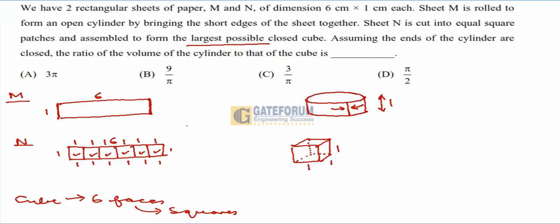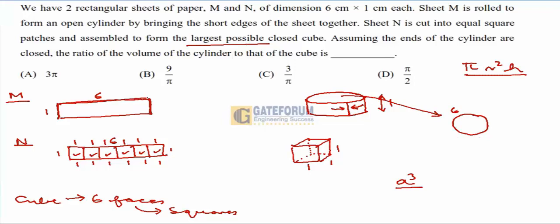find the ratio of the volume of the cylinder to that of the cube. We know that the volume of a cylinder is given by pi r square h, and that of a cube is given by a cube, where a is the side of the cube. Now here the radius needs to be found out. To find that out, see, if the upper surface of the cylinder is seen like this from the top, then this circumference must be this 6. This 6 must be the circumference. There is the radius r that we talked of.